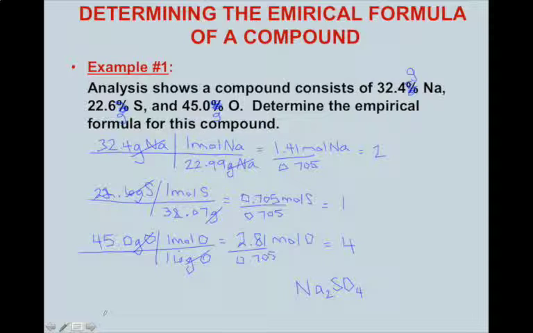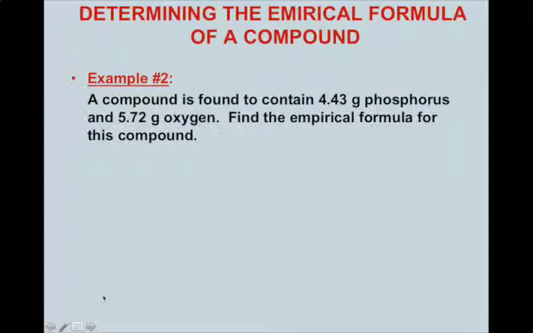Now, that one wasn't that bad, right? Let's go check out the next one. Rewatch this if you need to. Remember, those numbers are your subscripts. Example 2. A compound is found to have 4.43 grams of phosphorus and 5.72 grams of oxygen. Well, I've got grams, but I've still got to get that to moles. Set up 2 T-charts, and you've got to change them to moles.